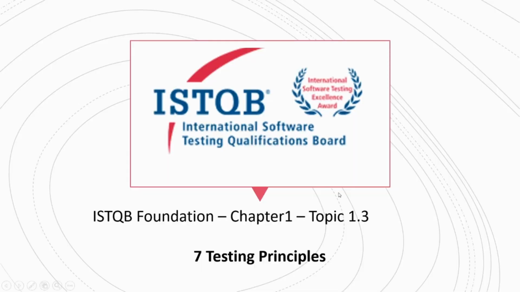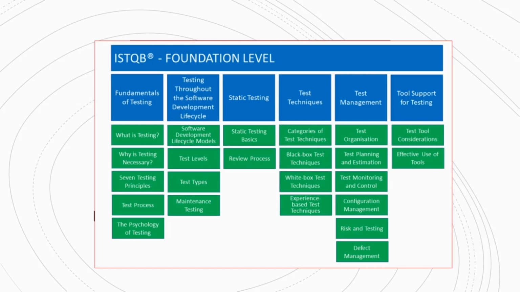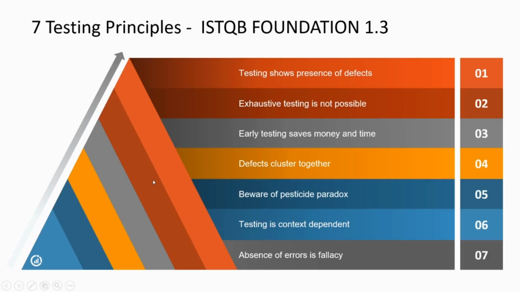So hi friends again. Today we are going to see topic 1.3 from ISTQB Foundation Syllabus of chapter 1, and this topic is about 7 testing principles. So let's start. So let's see how the whole thing is arranged. In ISTQB Foundation level we have these 6 topics, and today we are talking about this third topic, which is 7 testing principles. So in this video you are going to cover 7 testing principles.